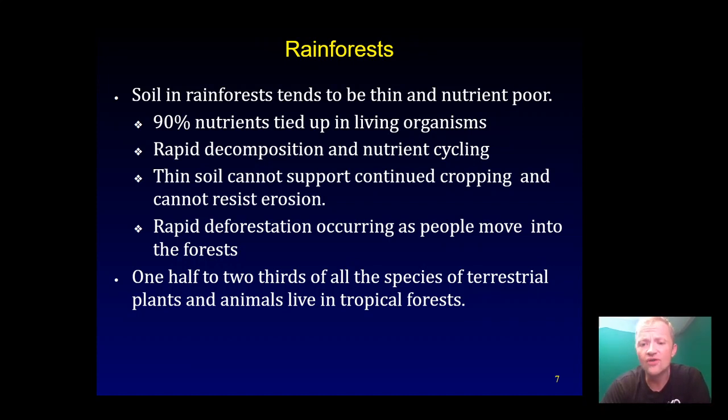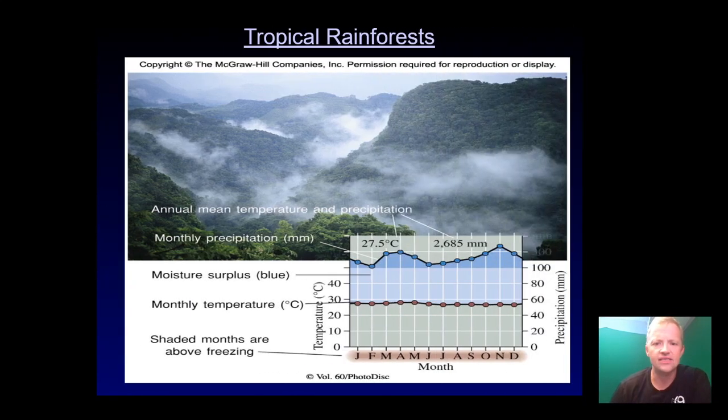One half to two thirds of all species of terrestrial plants and animals live in tropical rainforests. We'll talk about this term, a hotspot. It's a hot zone for biological diversity, so keep that in your mind. One half to two thirds of all species live in rainforests that exist on land. So do know that. We'll talk about slash and burn techniques later, and that fits into this.